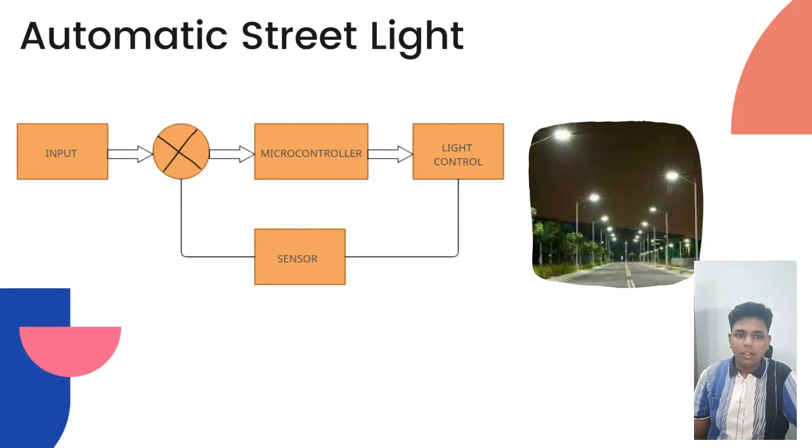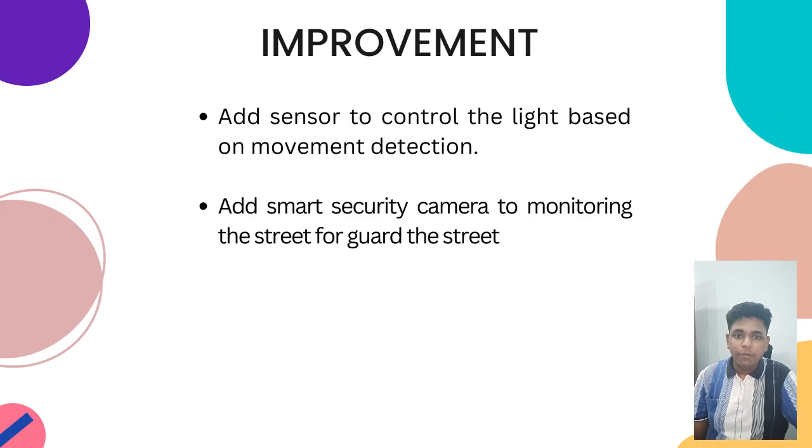Next is an automatic street light. This is the block diagram of the automatic street light and the example picture. For the block diagram, it's from input to the summing point, to the microcontroller, to the light control, and from the light control to the sensor and to the summing point. For the improvement, we can add a sensor to control the light based on movement detection. Next, we can add a smart security camera to monitor the street and guard the street.